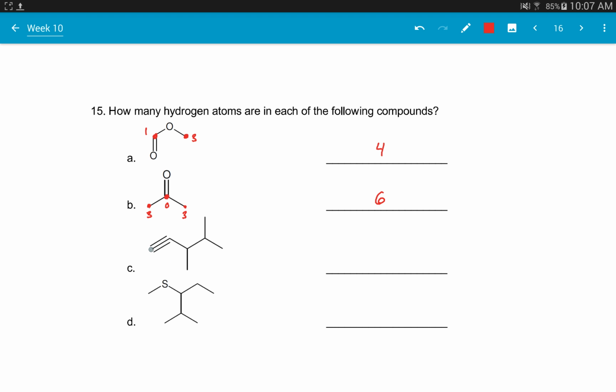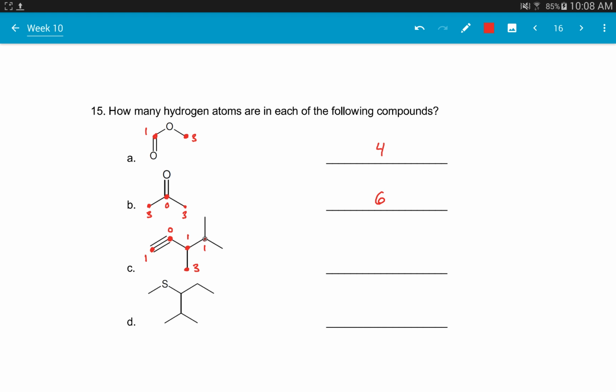In the next compound, if we look at this carbon, there are 3 bonds showing to it, so it needs 1 hydrogen. This carbon has the 3 bonds to the left and the 1 to the right, so it needs 0. This one has just 3 bonds, so it needs 1 more for the 4th. This one only has 1, so it needs 3 more.